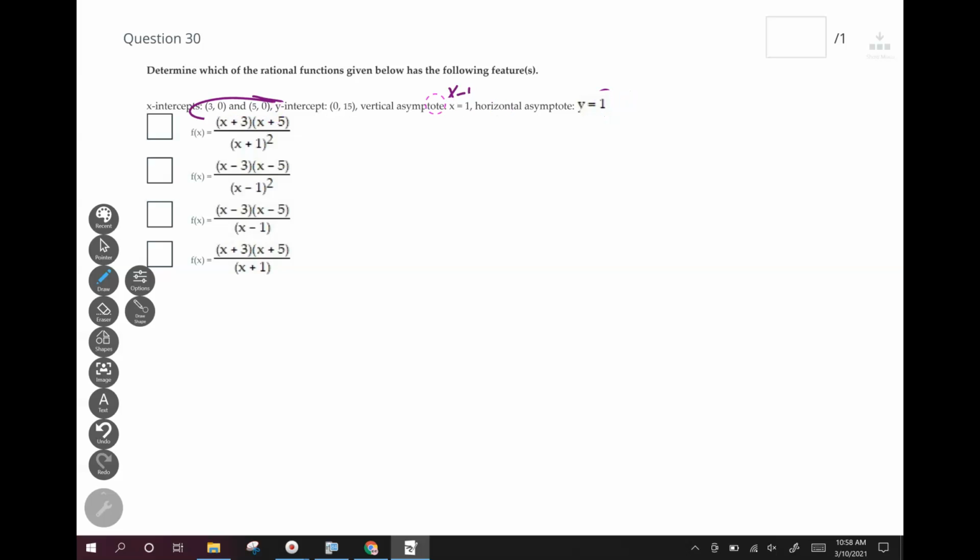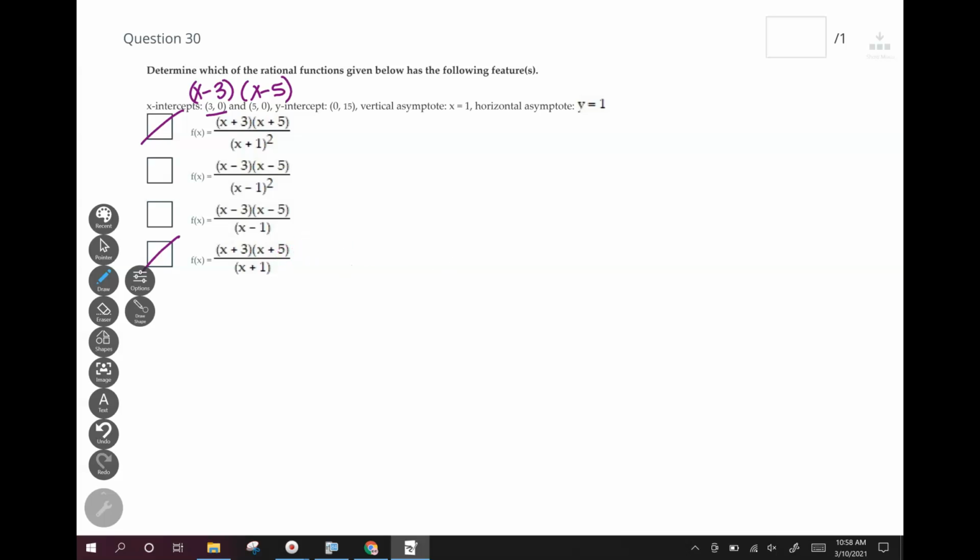Okay, I guess I can do this one with you. All right, x-intercepts. If I have an x-intercept at 3, that means I need to have x minus 3 in the numerator. If I have one at 5, that means I should have x minus 5 in the numerator. So that knocks out that one and that one because they have plus instead of minus. Those would give me x-intercepts at -3 and -5.